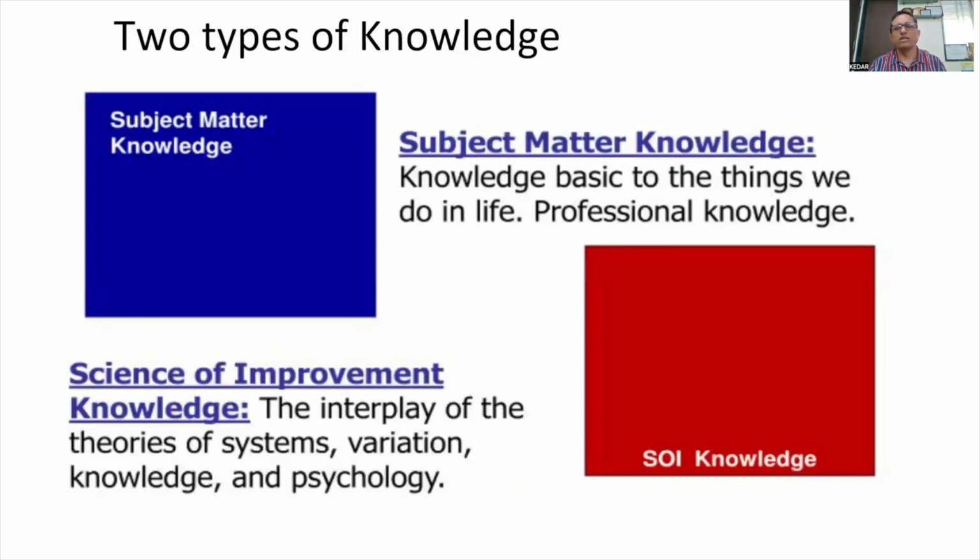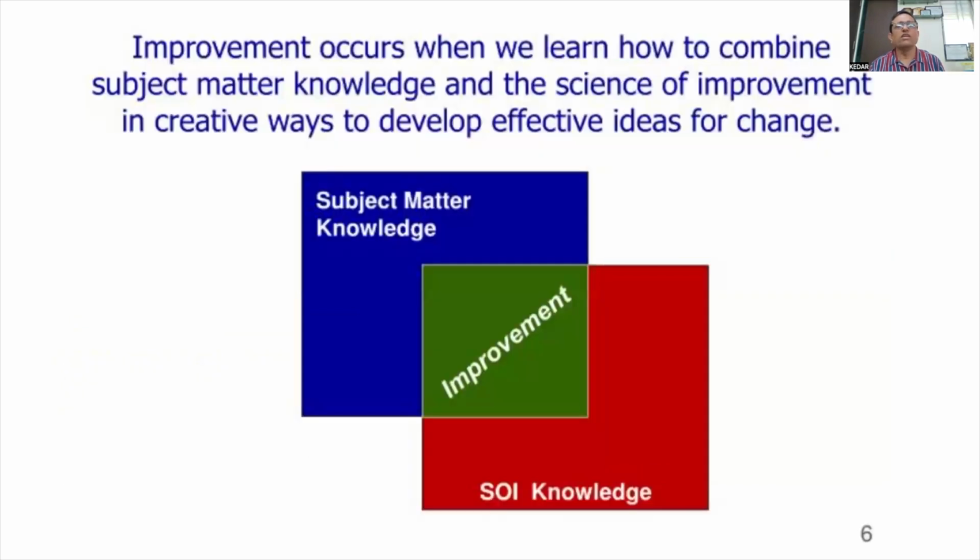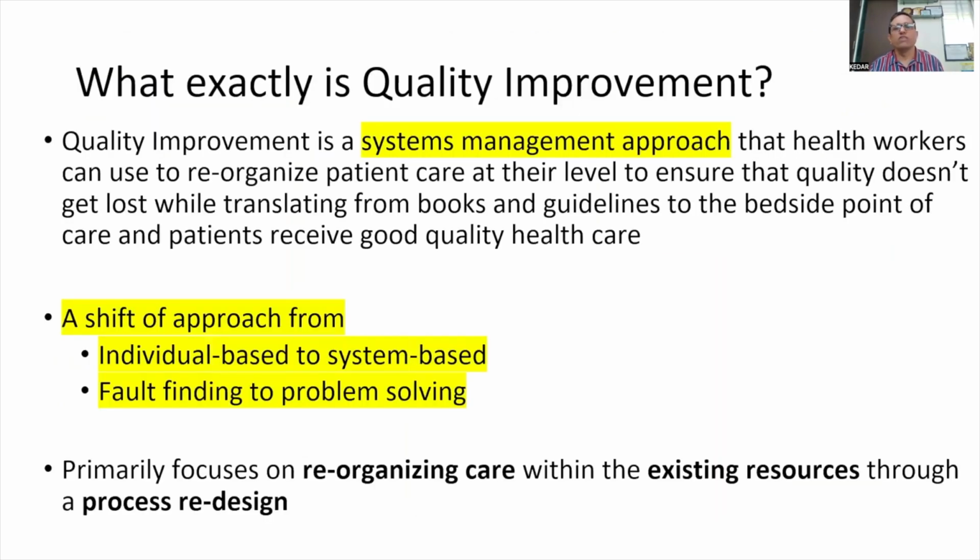One which we acquire as professionals, that is the subject matter knowledge, and the other is the knowledge of the science of improvement, which is nothing but the interplay of theories of systems, variation, knowledge, and psychology. We need to combine the subject matter knowledge and the knowledge of the science of improvement in creative ways to develop effective ideas for change. So what exactly is quality improvement?